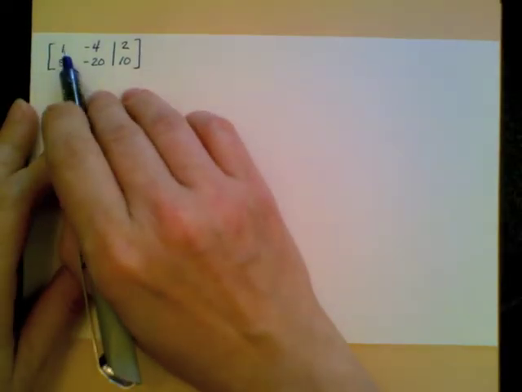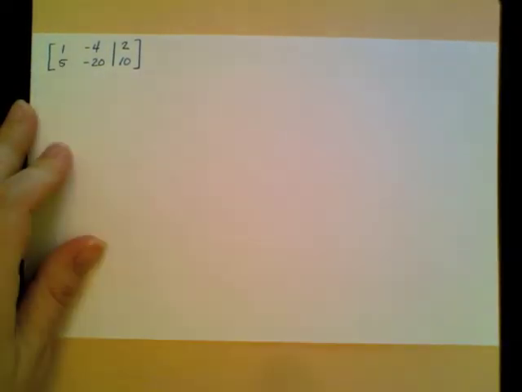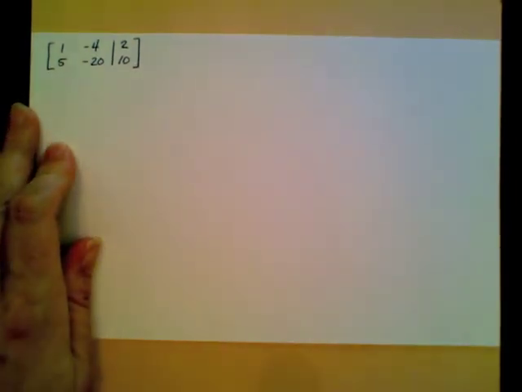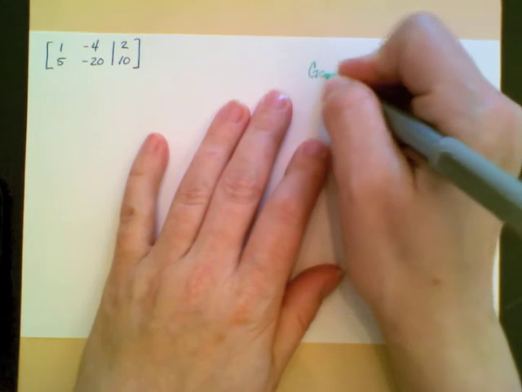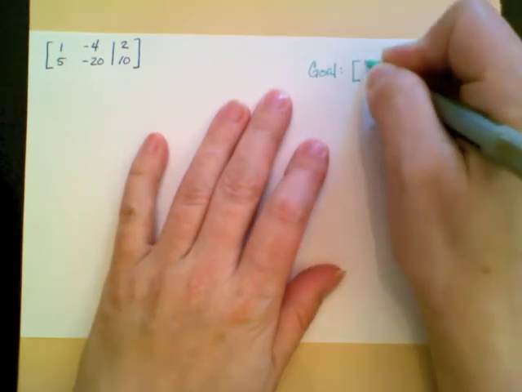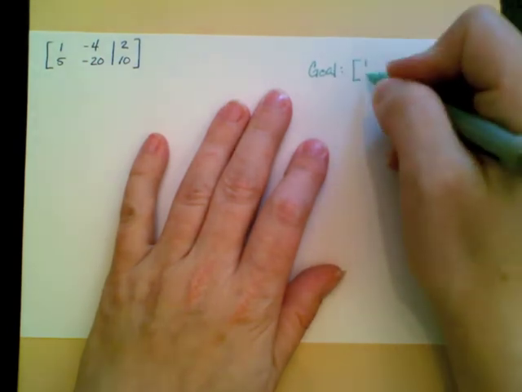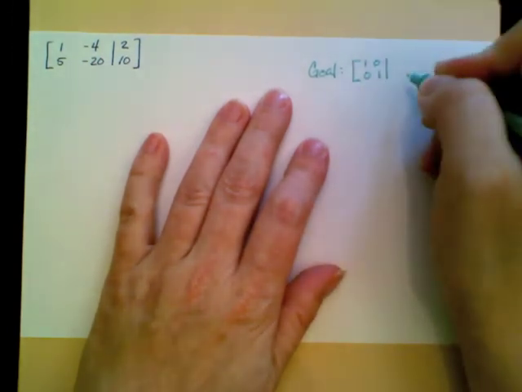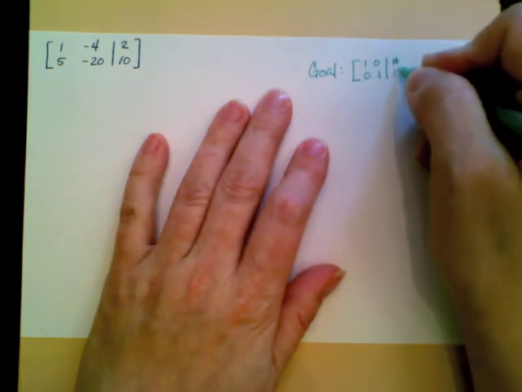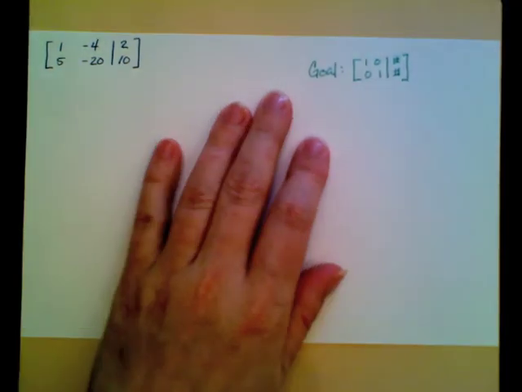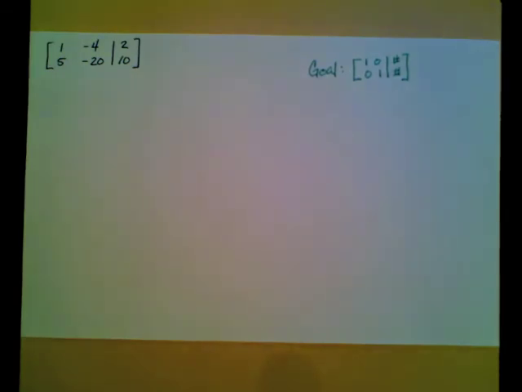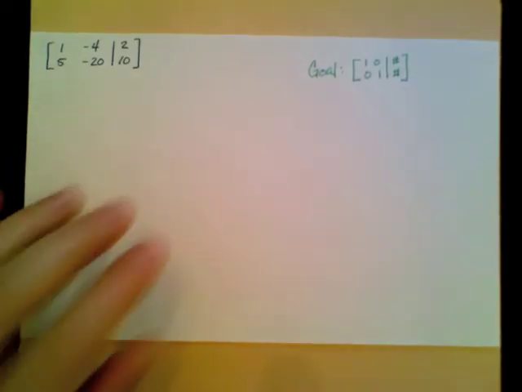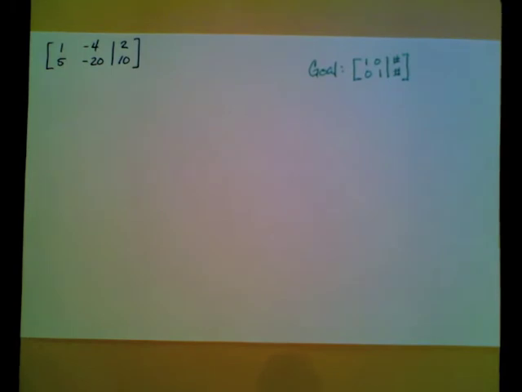So let's do another one. So now I want to write down my goal form. I always want to keep in mind what my goal is. So I'll have 1 along the principal diagonal, zeros everywhere else on the coefficient side, and a column of numbers for the constant side. That is my goal. We just saw an example of where we weren't able to reach that goal and what it meant in that case. Let's see if we can get this one to be in our goal form.